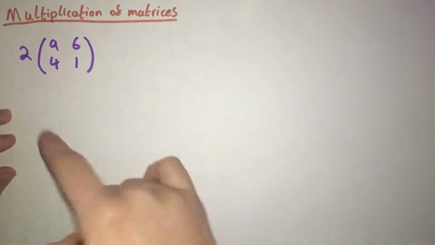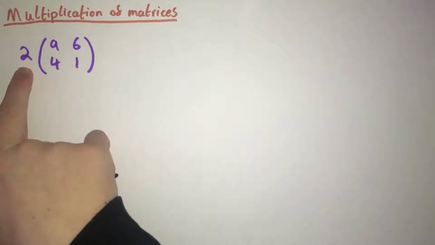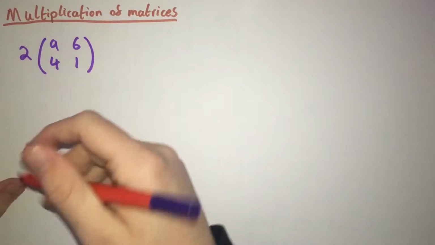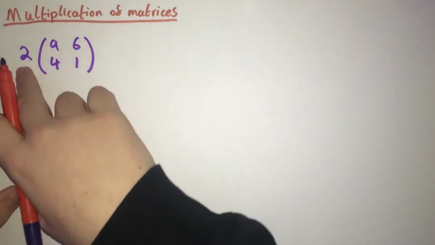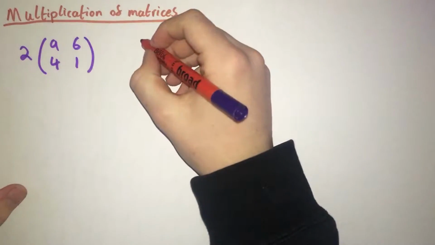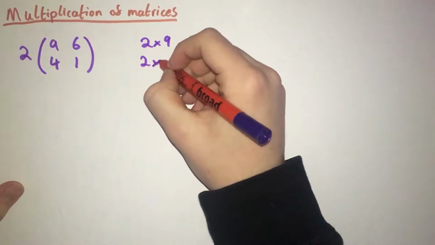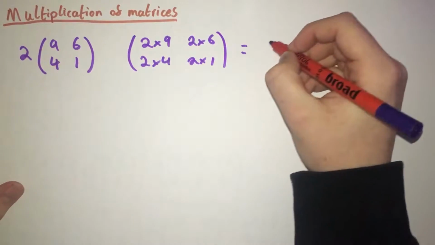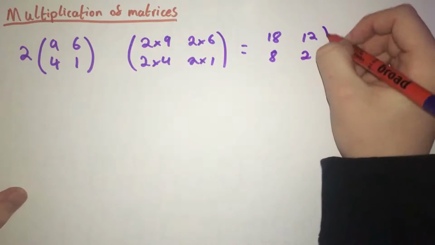Matrices. So we're going to start off with scalar products. If we look here, we have 2 times this matrix. All we need to do for scalar products is do the 2 times each individual element. So 2 times 9, 2 times 6, 2 times 4, 2 times 1. If we simplify that, 18, 12, 8 and 2.